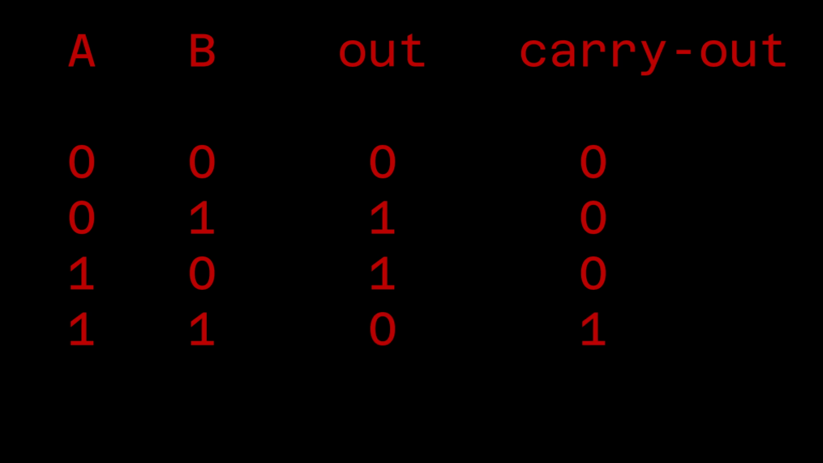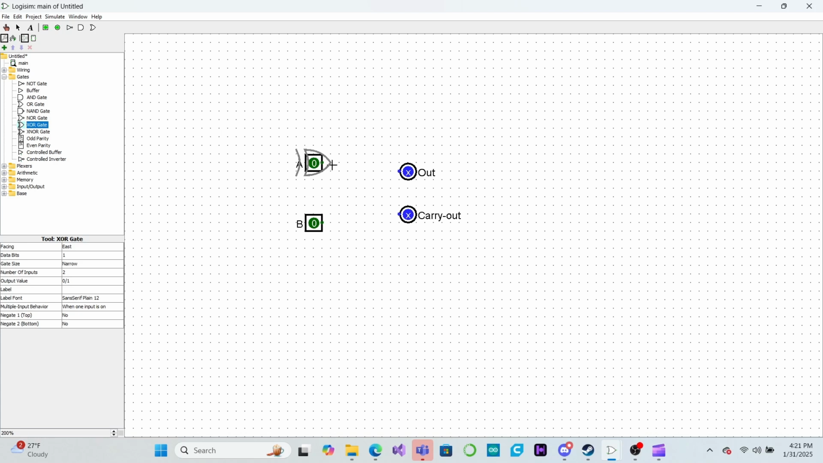If we look at the truth table we made, we can see that out should be 1 if either of the inputs but not both are 1, and carry out should be 1 only if both of the inputs are 1. This means that if we use an XOR gate, that should generate our out signal, and if we use an AND gate, that should generate our carry out signal. This simple circuit works well for single-bit numbers.